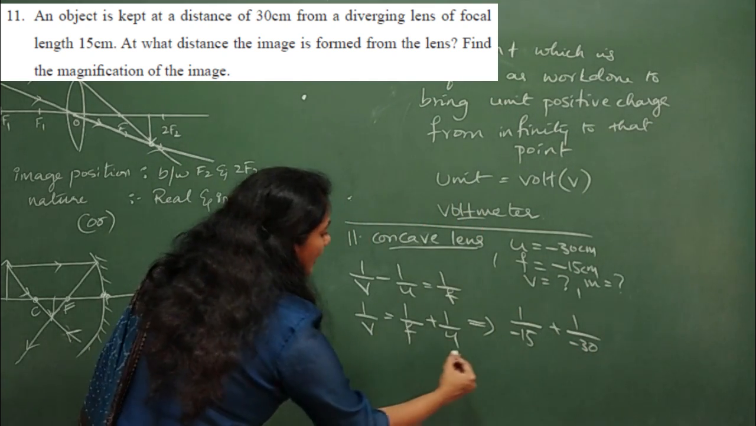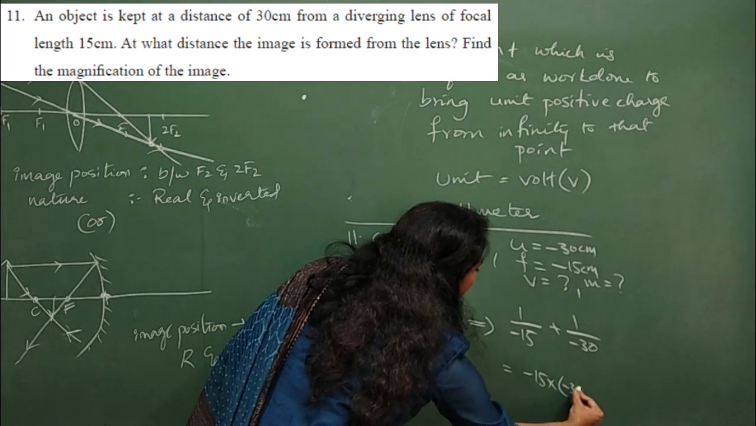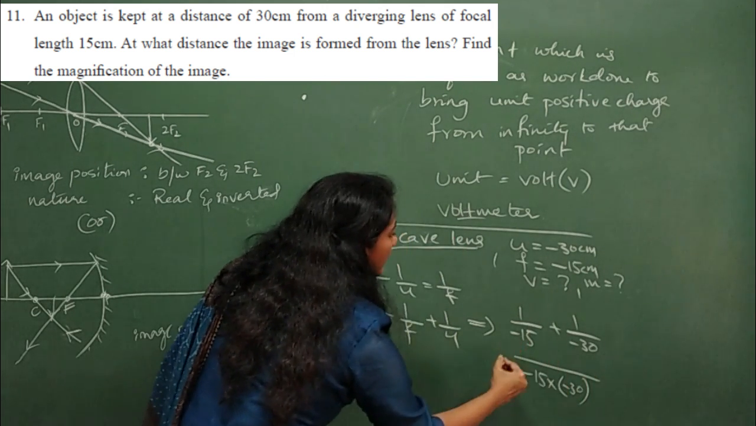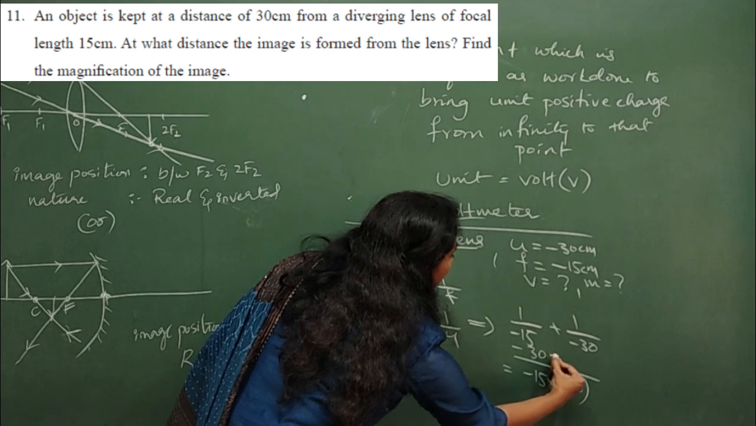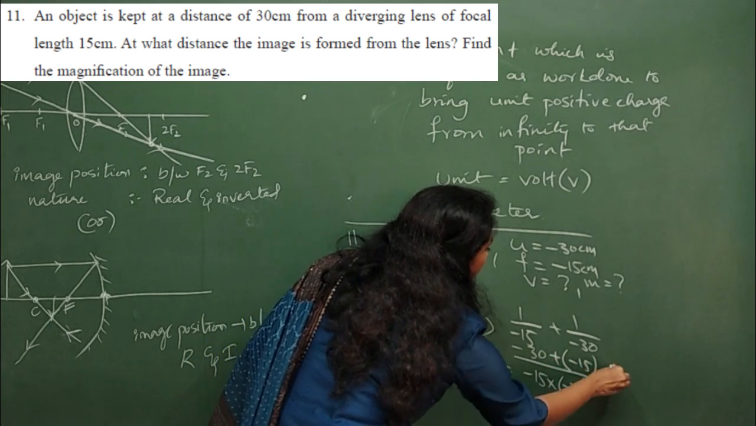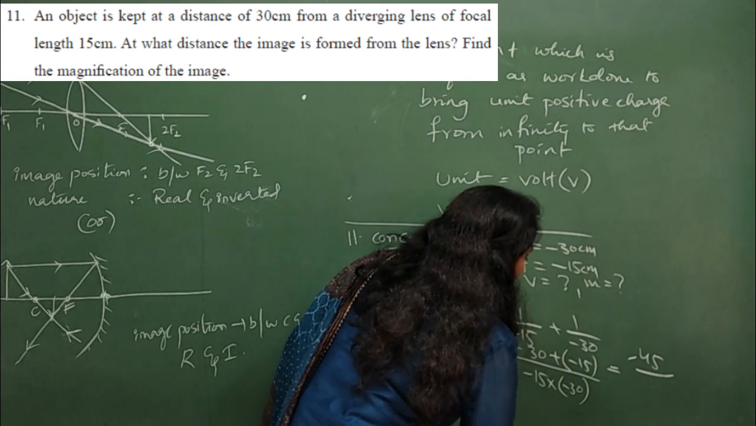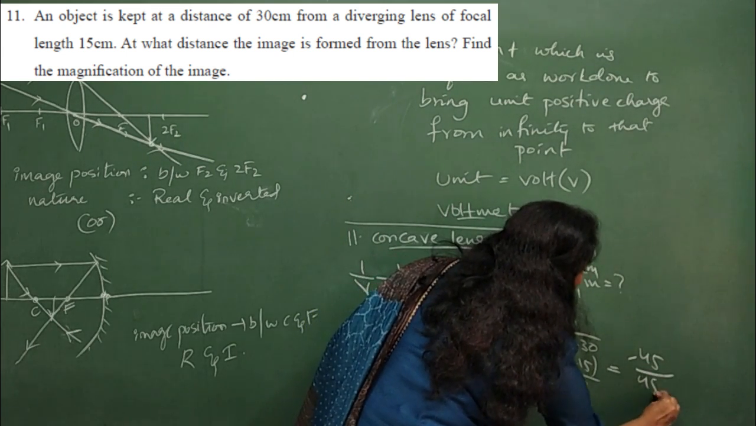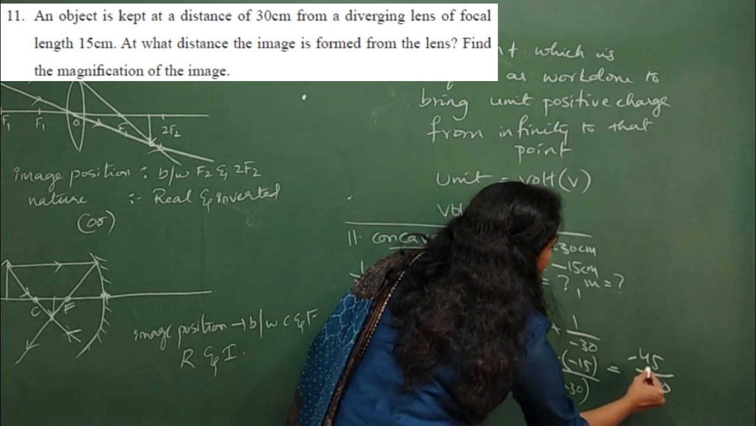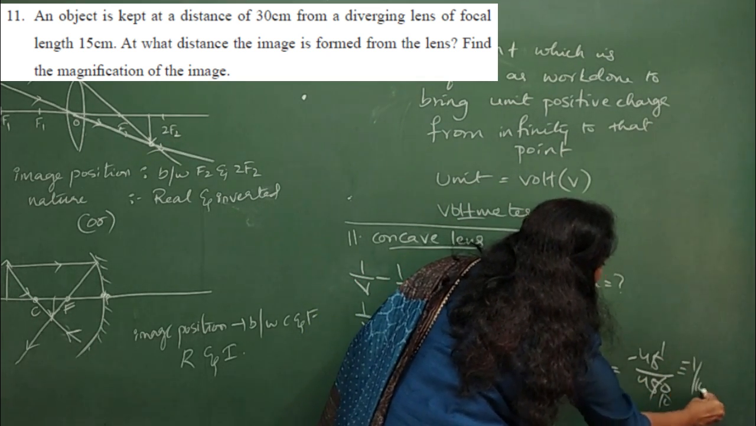So you just have to calculate. How do you calculate? Minus 15 into minus 30. So in the numerator you can write minus 30 plus minus 15, right? So you will get your answer minus 45 divided by 450, right? So this is 1 by 10. So minus 1 by 10.